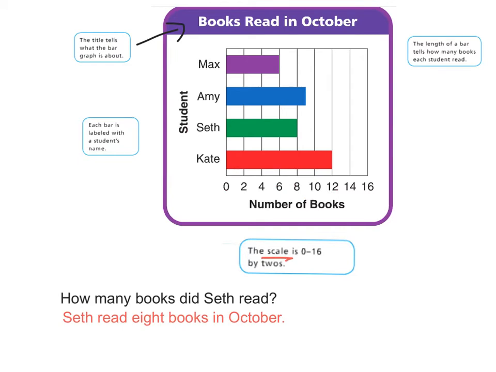How many books did Amy read? Well, here's Amy's. Her bar ends here. Not quite at a line, but between 8 and 10. What number is between 8 and 10? Well, that would be the number 9, wouldn't it? 8, 9, 10. So Amy read 9 books.